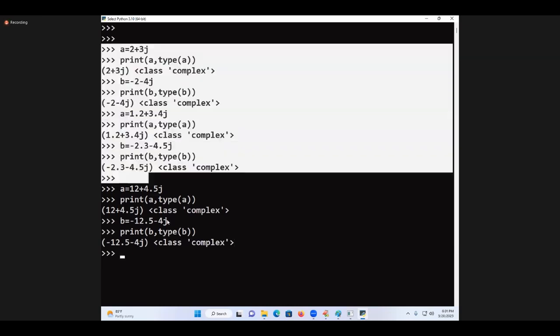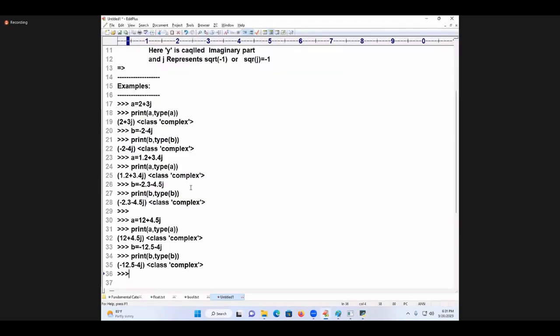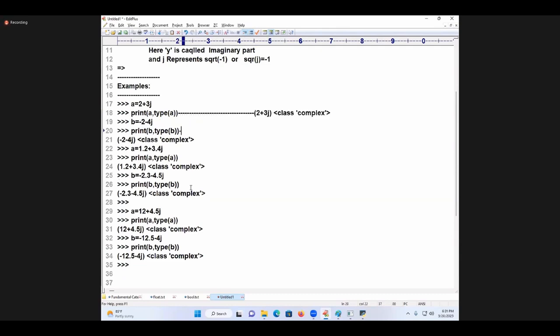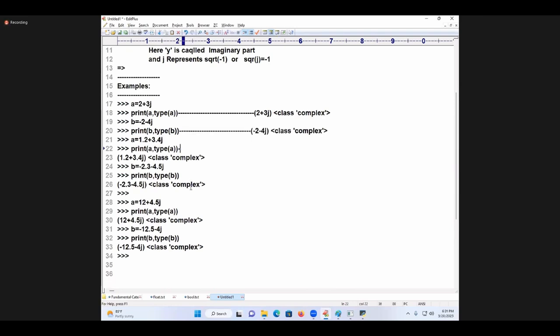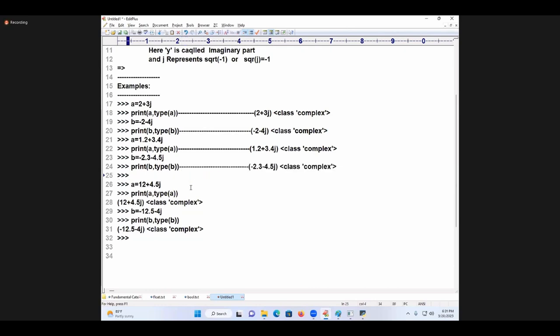Now, this is called one category of examples. The left side are called Python instructions. The right side are called what? Output related. Take care, students. You must practice as it is. Right? Now I'm going to take up the next.